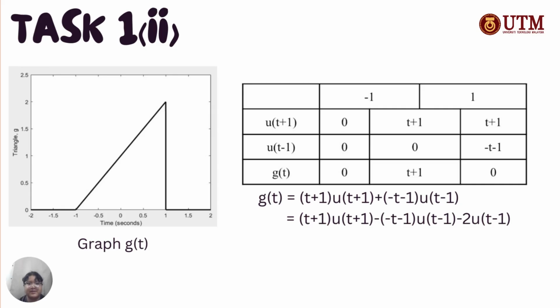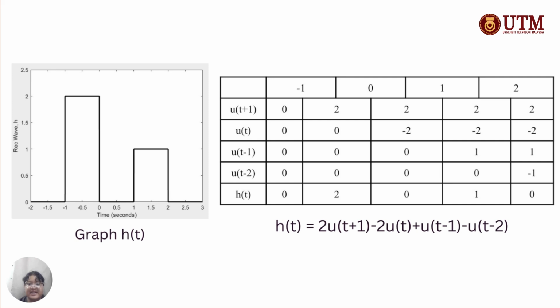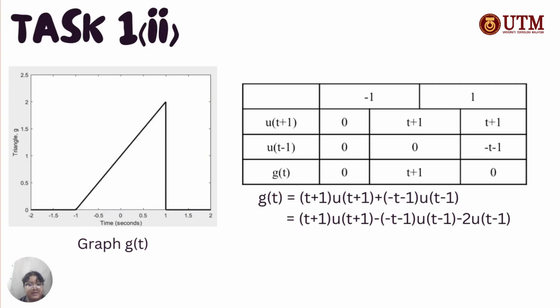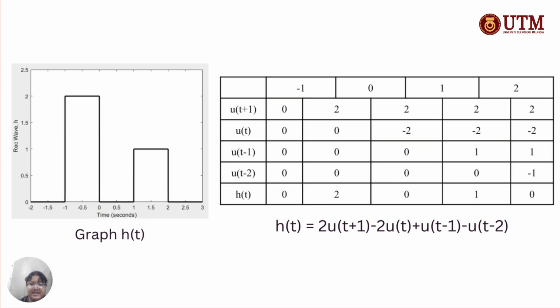For task 1 question 2, we need to calculate the sum of the two signals, which is z(t) equals g(t) plus h(t). The values of z(t) will be obtained by adding the values of g(t) and h(t) at every instant of time. First, we can obtain the expressions of g(t) and h(t) from their graphs by using this table method. For g(t), we get this equation, and for h(t), we obtain this equation. After that, we can look at both tables to add the values at every instant of time.